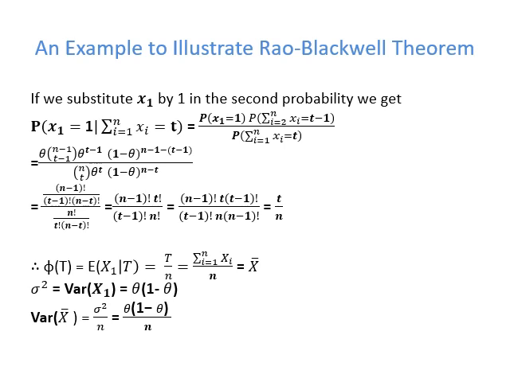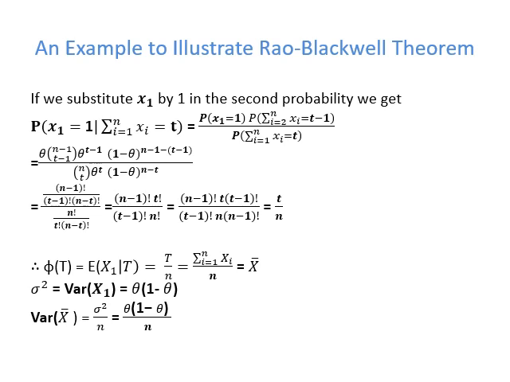Now, of course, we know that x bar is an unbiased estimator for theta, because in the Rao-Blackwell theorem, this conditional expectation, which is phi of t, should be an unbiased estimator for theta, and of course x bar is an unbiased estimator for theta. Now we want to get the variance of x bar and show that this variance is less than or equal to the variance of x1.